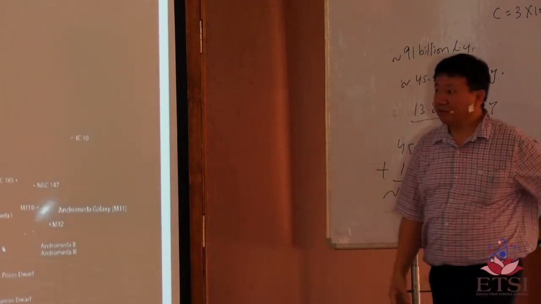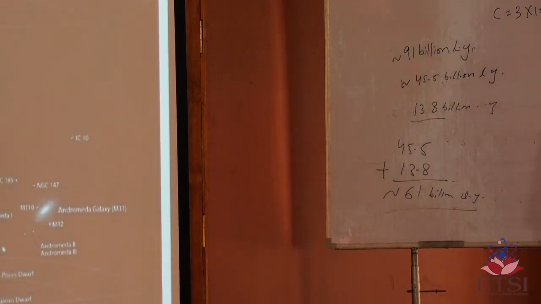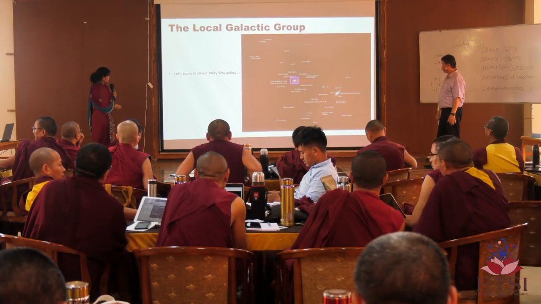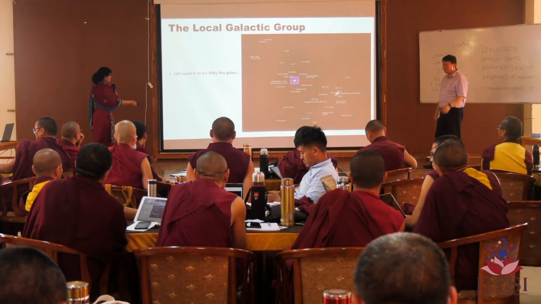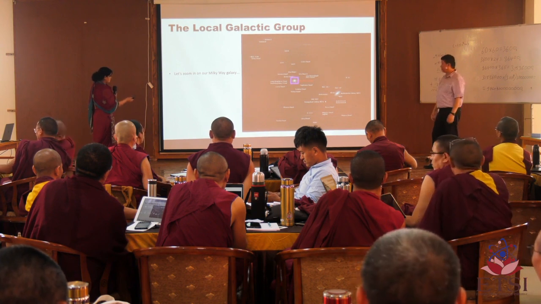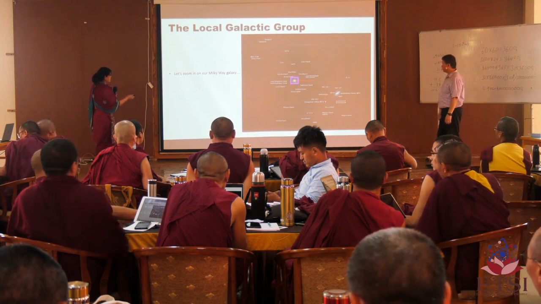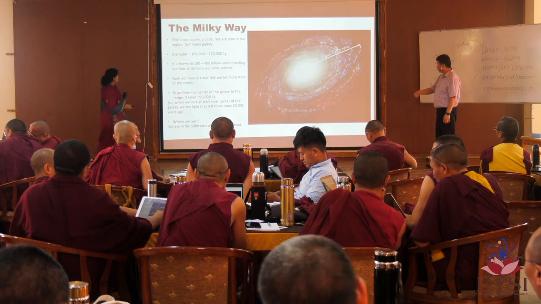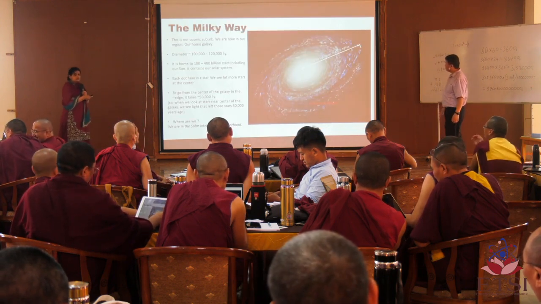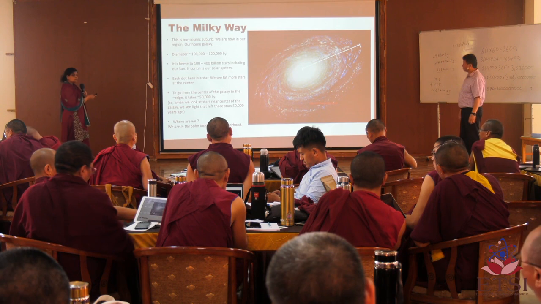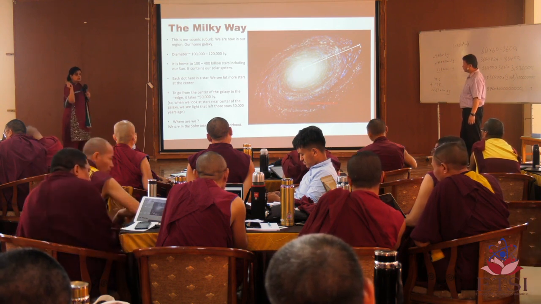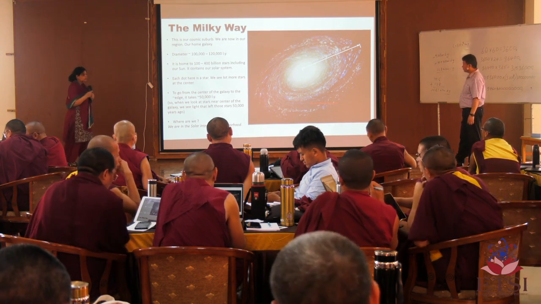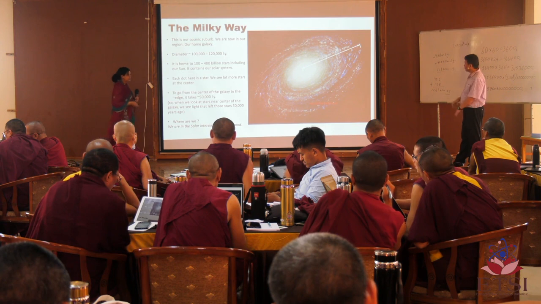Okay. So now let's zoom in again. Zoom in on our galaxy now. So if we zoom in, if I can get to the slides. Okay. So this is our Milky Way galaxy. This is our cosmic suburb. This is like your moon god city. This is our cosmic suburb.